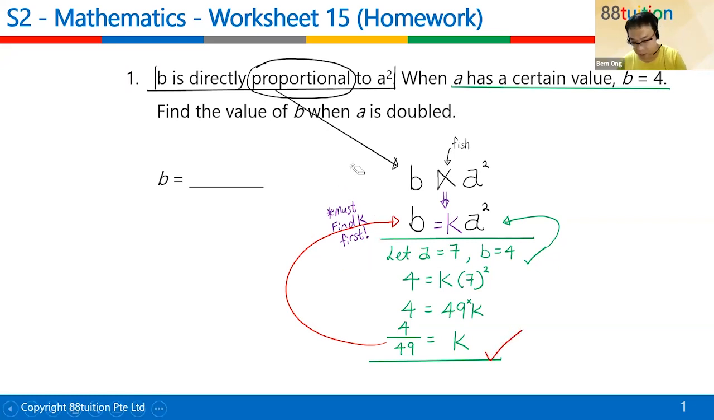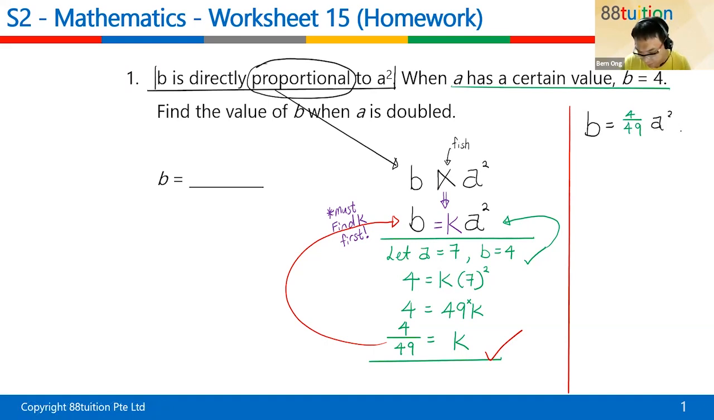Thank you. All right, so next step, you can write out the equation again. So what is the equation? The equation now with K is B is equal to K. What is K? K is 4 over 49 A squared. This is the equation connecting B and A. Okay? So now you go on to the second part of the question.